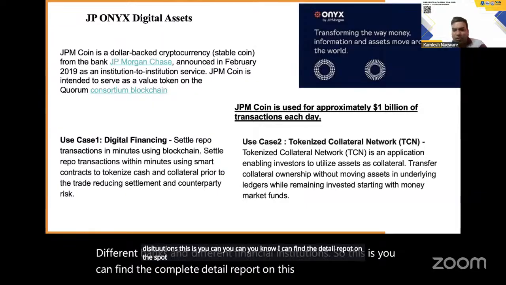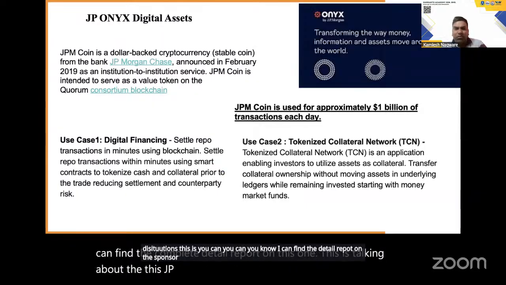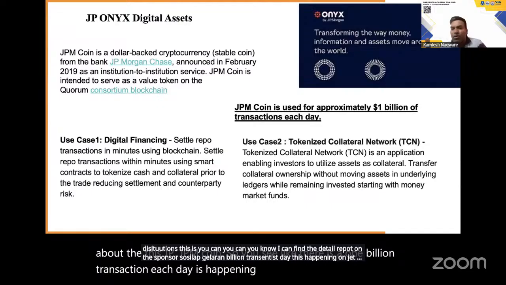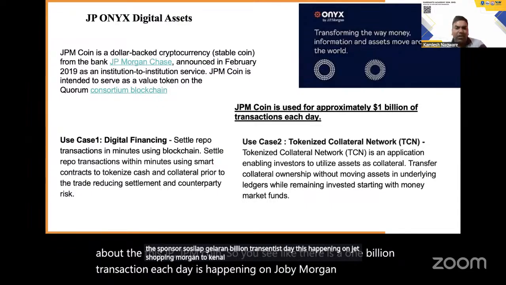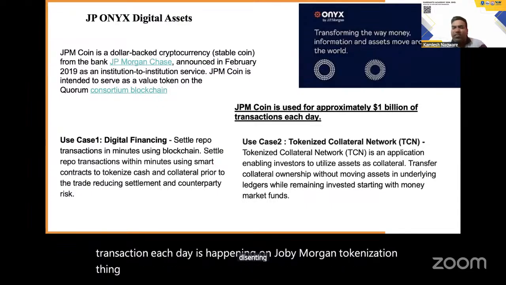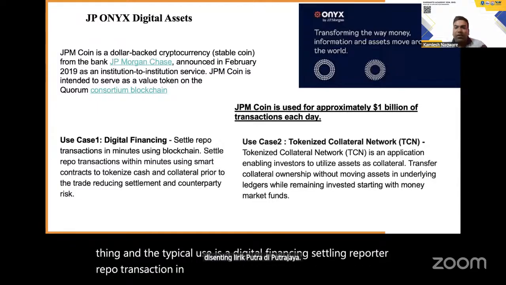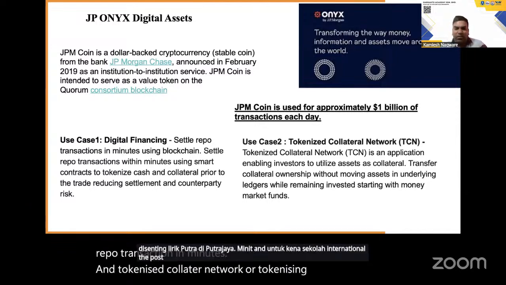This is talking about JPM Coin. So you see there are 1 billion transactions each day happening on JP Morgan's tokenization platform. And the typical use cases are digital financing, settling repo transactions in minutes, and a tokenized collateral network, or tokenizing deposits, these kinds of use cases.